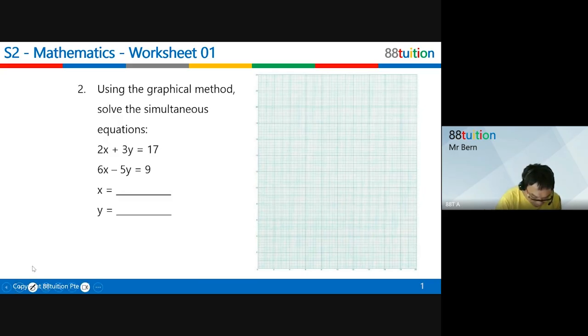in order to have a graphical method, in order to draw a graph, what happens? You need something called what? You need something called points in order to draw the graph.